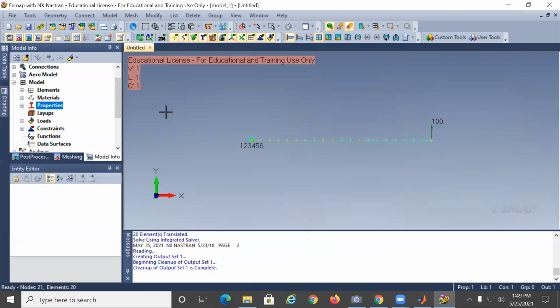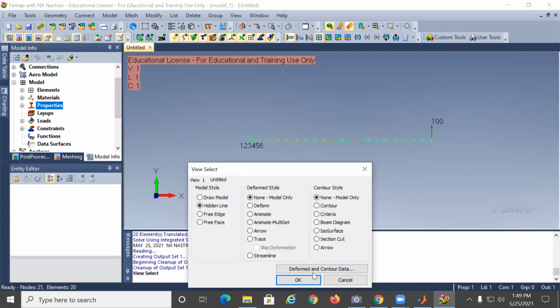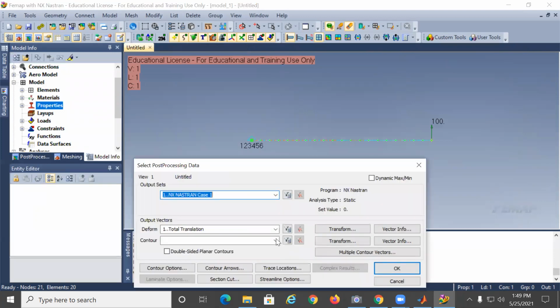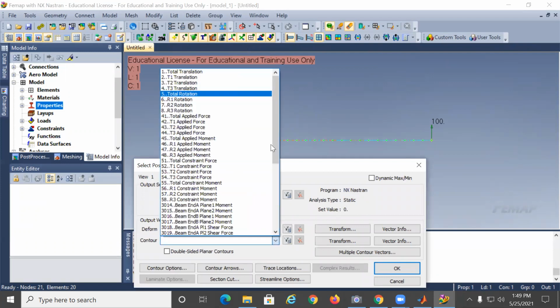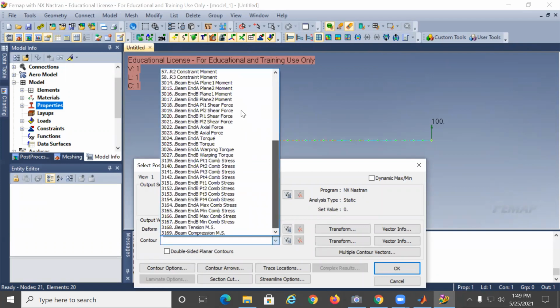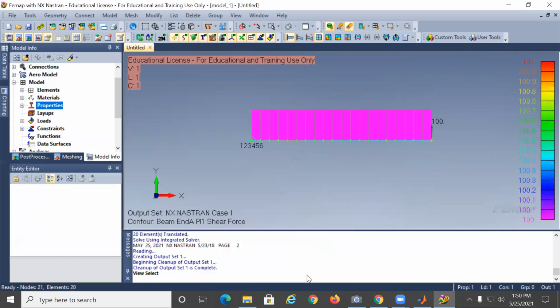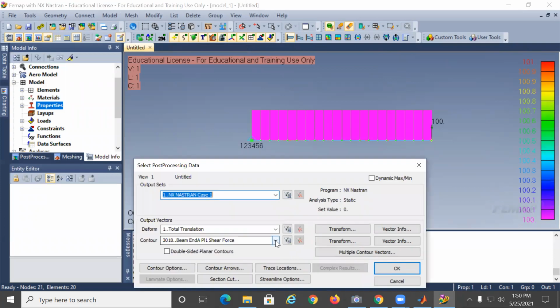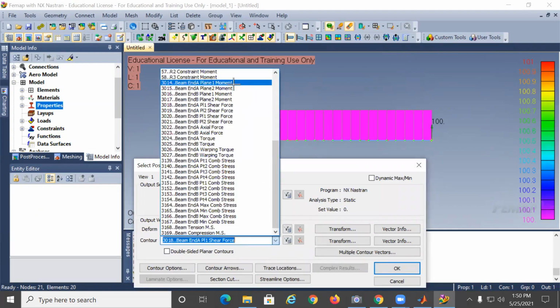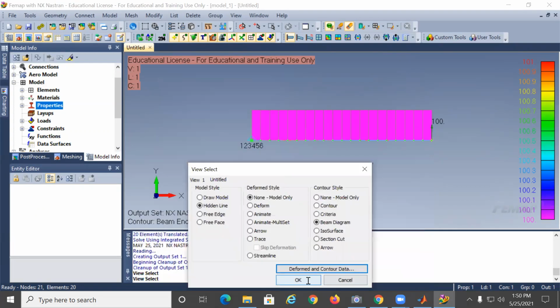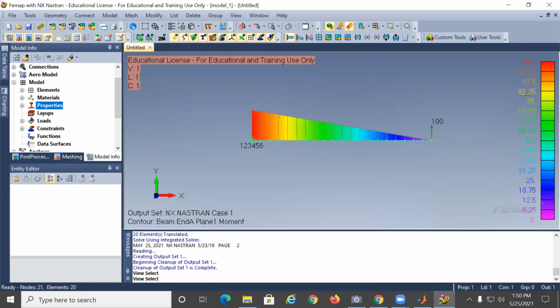Okay, so we have this figure. We go to F5. We did that already in the other video, so that's why I'm going very fast. We want to look at the shear diagram. We look at 3018. We get the constant value of 100, no? Okay, if we do the same thing for the bending moments, it's 3014. We should get it going from 100 to 0.